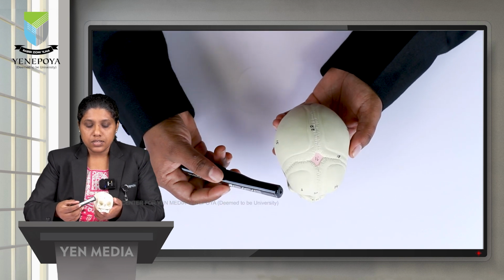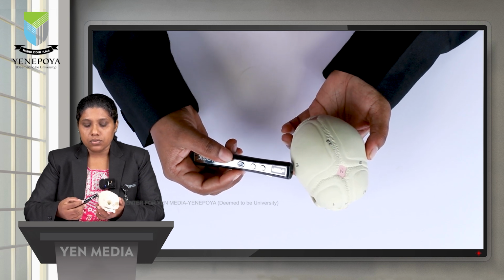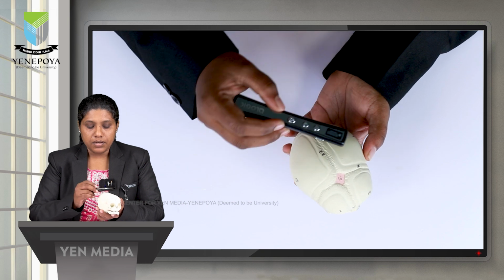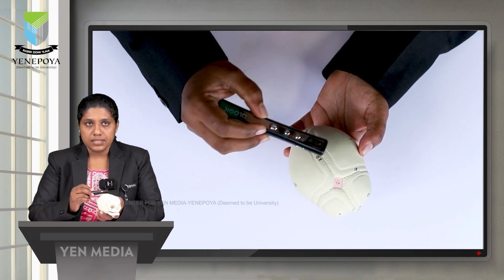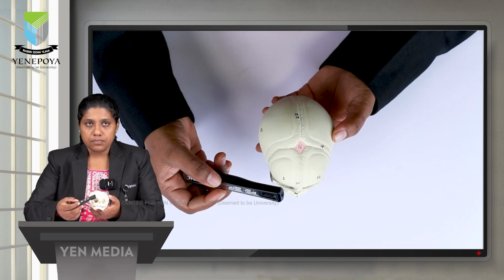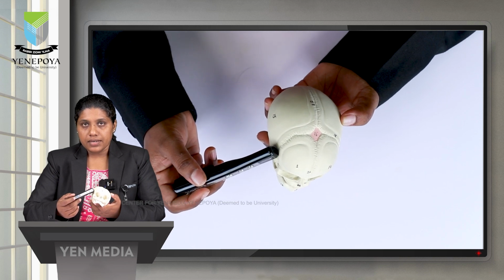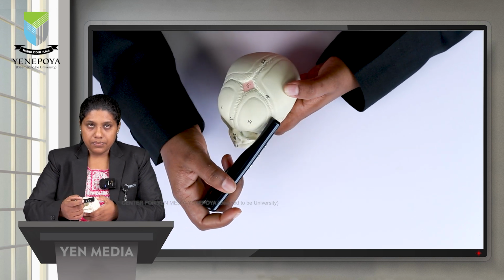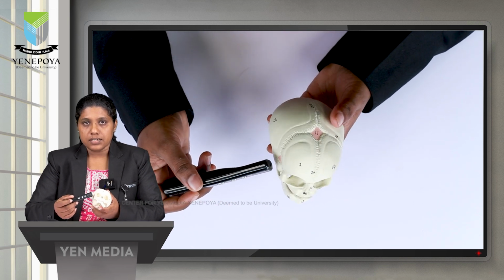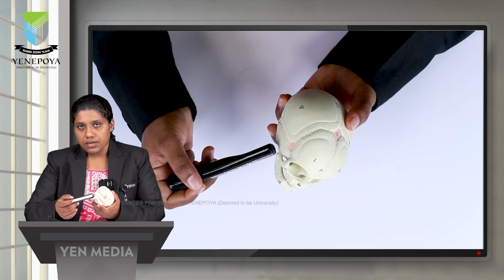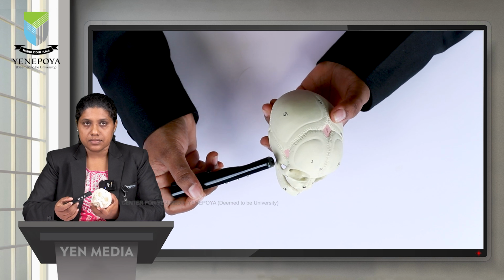Next one is the supraparietal diameter. It extends from a point placed below one parietal eminence to the point above the opposite side of the other parietal eminence, that is 8.5 centimeter. Next one is the bitemporal diameter. It is the distance between the anterior inferior ends of the coronal suture. This is 8 centimeter. Next one is the bimastoid diameter, the distance between the tips of the mastoid processes from this side to this side, that is 7.5 centimeter.